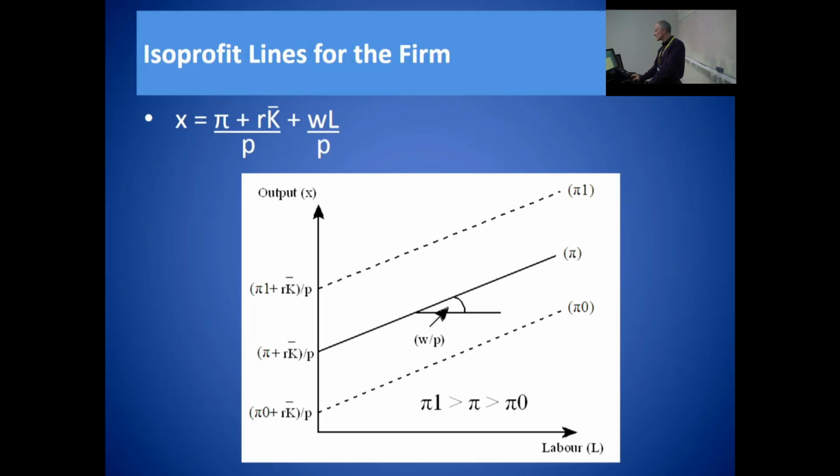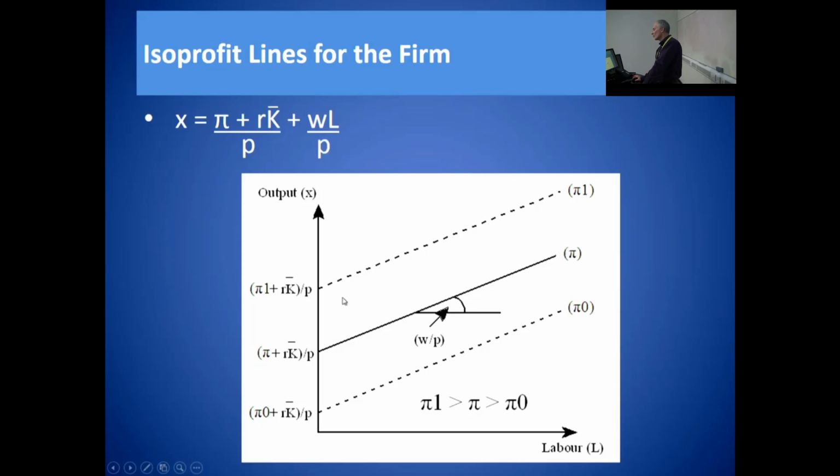So along that particular iso-profit curve, the level of profits is fixed. Output is increasing. We produce various levels of output, but each and every level of output gives exactly the same level of profits to the firm, pi.